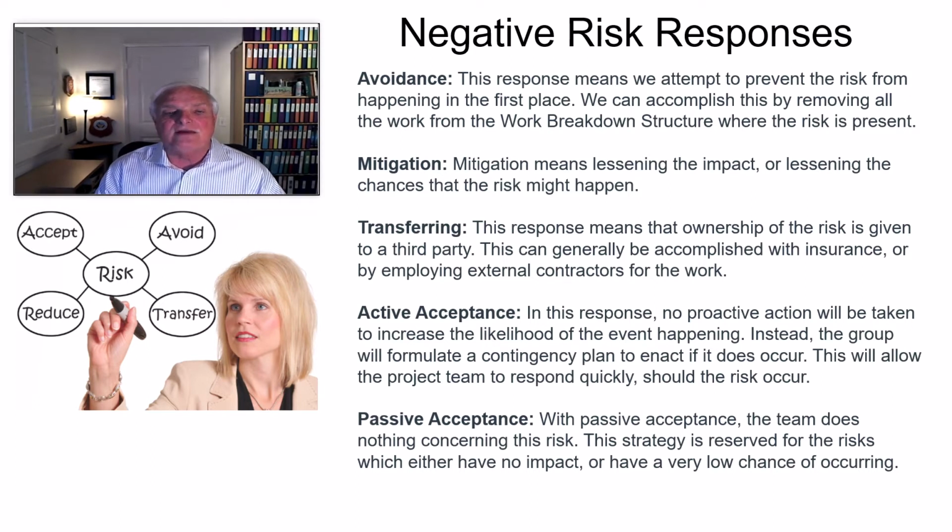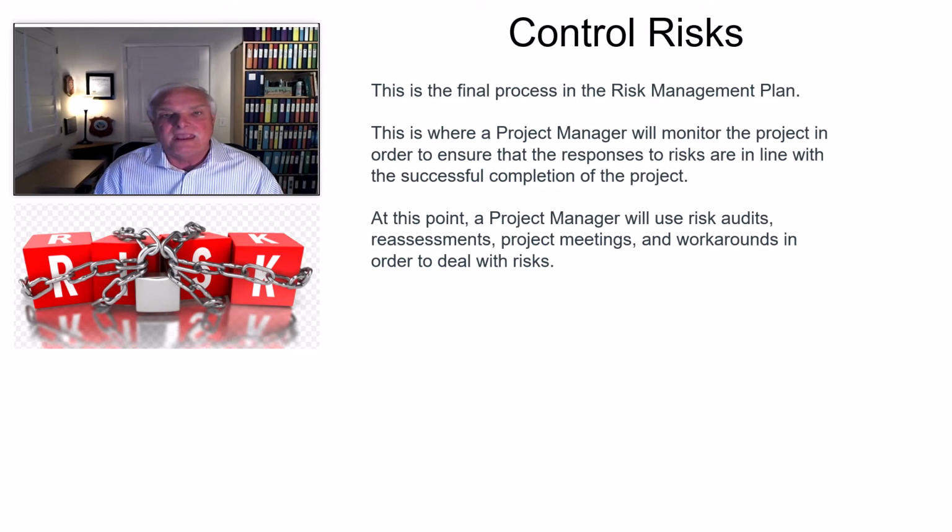And then once again, you have active acceptance and passive acceptance. Just as before with the other ones, what do we do when this happens? In this response, no proactive action will be taken to increase the likelihood of the event in an active way. Instead, the group will formulate a contingency plan. We work on a contingency plan. With passive acceptance, the team does nothing with this risk. The strategy is reserved for the risks which have either no impact or have very little or low chance of occurring. So remember that. There's 5 different ways from a negative risk response that you would fill out into your plan, and there's 4 ways from a positive, okay? And that's how we handle that.